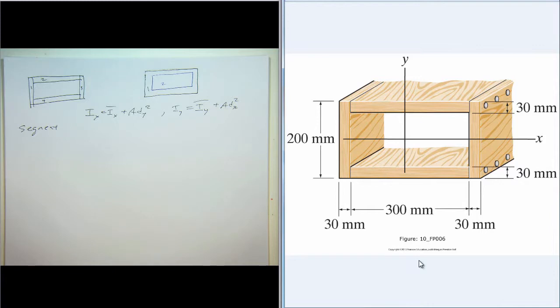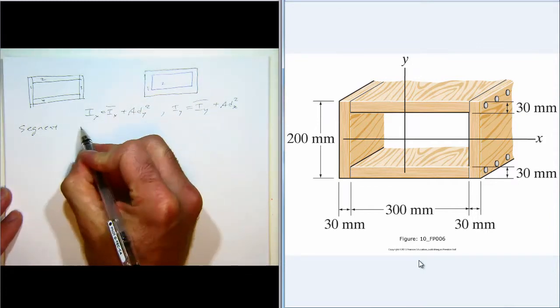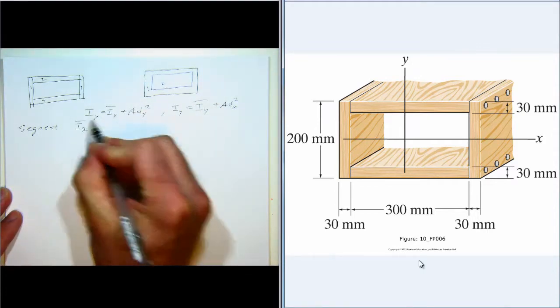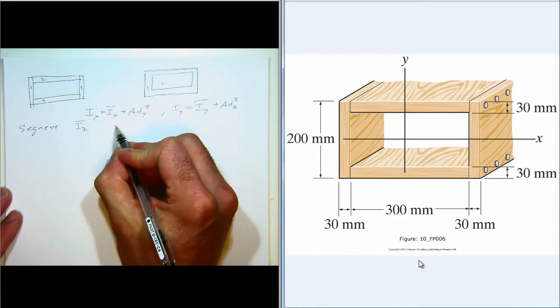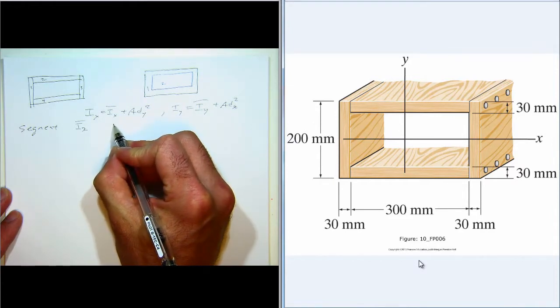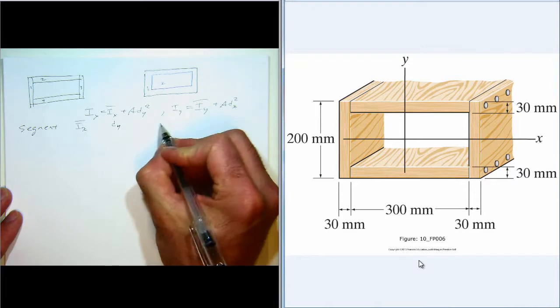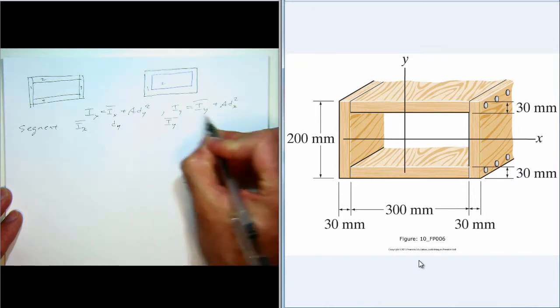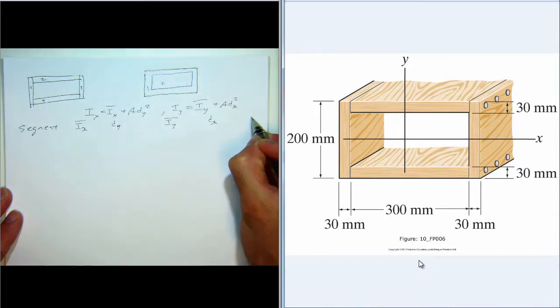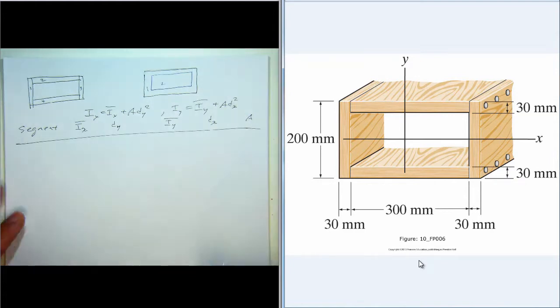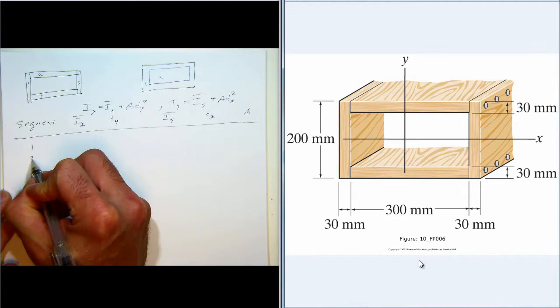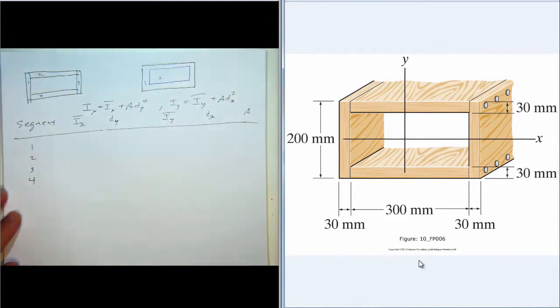Okay. So we have the segment, and we have Ix bar, d sub y, Iy bar, d sub x, and area. So we'll find out all those terms for each segment. So we've got 4 segments, 1, 2, 3, 4.